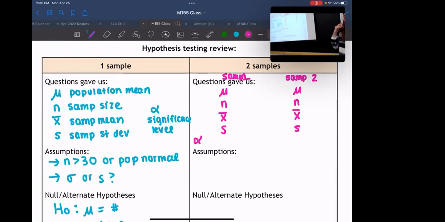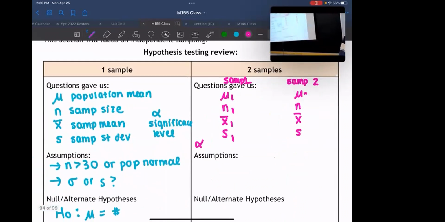Because we have the same symbol representing different samples, let's put numbers underneath each of them to show this one is sample 1, that one is sample 2. So mu1, n1, x bar 1, s1, and sample 2 will be mu2, n2, x bar 2, and s2. Now we know which one is talking about which sample.